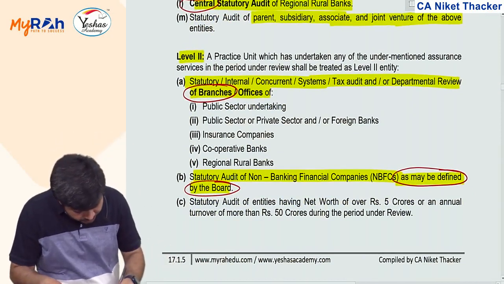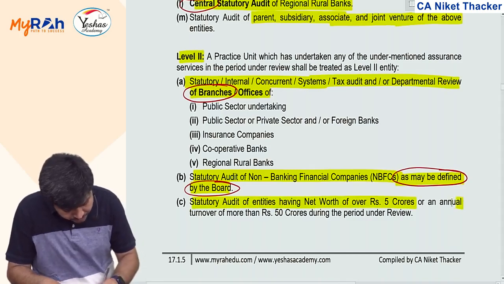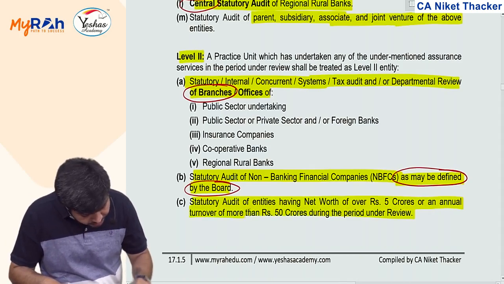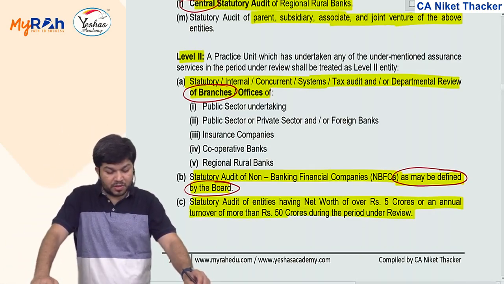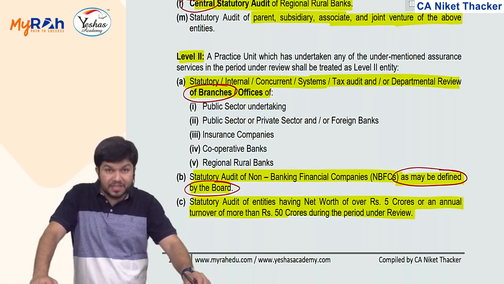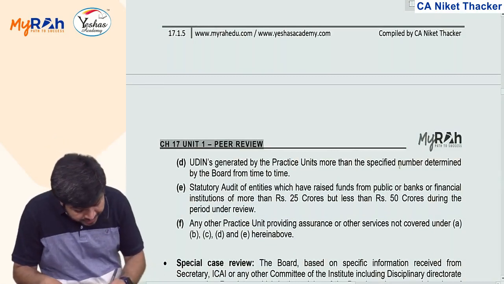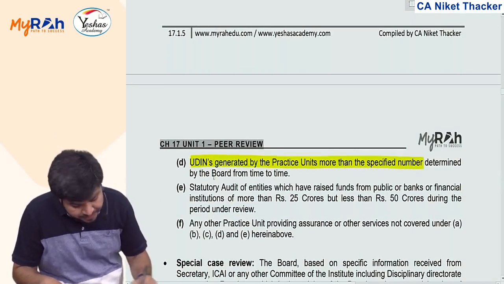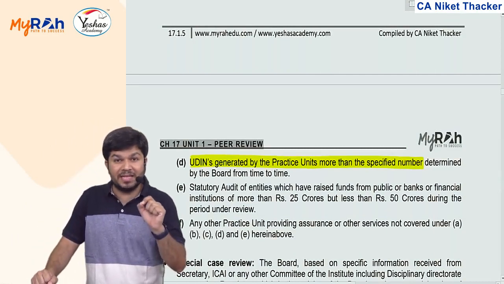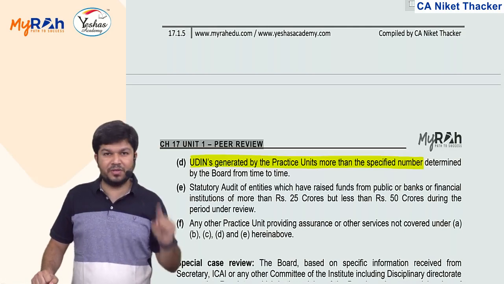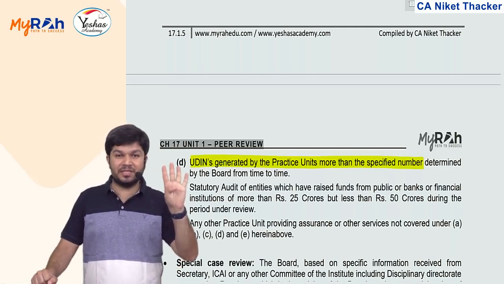Okay. Net worth over 5 crores or turnover more than 50 crores. UDIN generated are more than specified numbers. Now, sir, what is this UDIN? Unique Document Identification Number, UDIN.